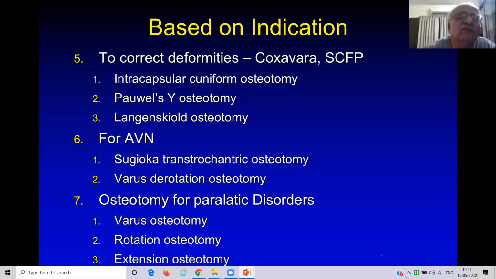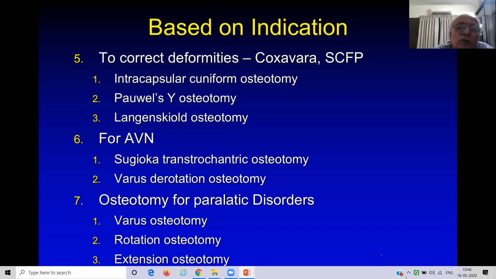For avascular necrosis, Suzuka transtrochanteric osteotomy, which is now not done. Suzuka only had the best result. Most of the world has left this osteotomy, but still we do have something called varus derotation or some amount of rotation osteotomy for a small segment, 10 to 15% of the hip head involved. Then only this osteotomy works. Large segment, this osteotomy does not work. Still, people do varus osteotomy for avascular necrosis in younger patients.